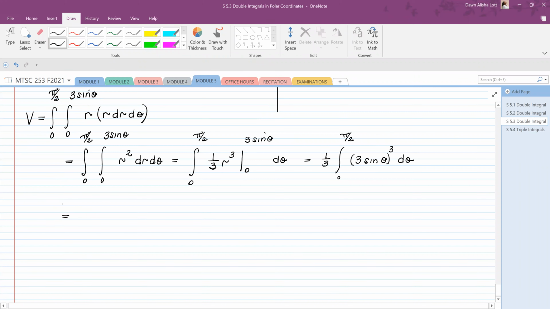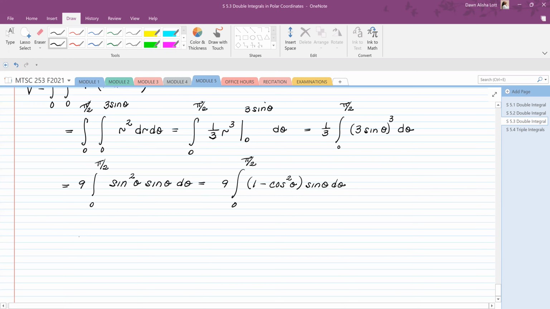Now I can pull out 27, so I get 9 times the integral between 0 and pi over 2. And sine cubed, I'm going to write as sine squared of theta times sine of theta, d theta. So that's 9 times the integral from 0 to pi over 2 of 1 minus the cosine squared of theta, times the sine of theta, d theta.